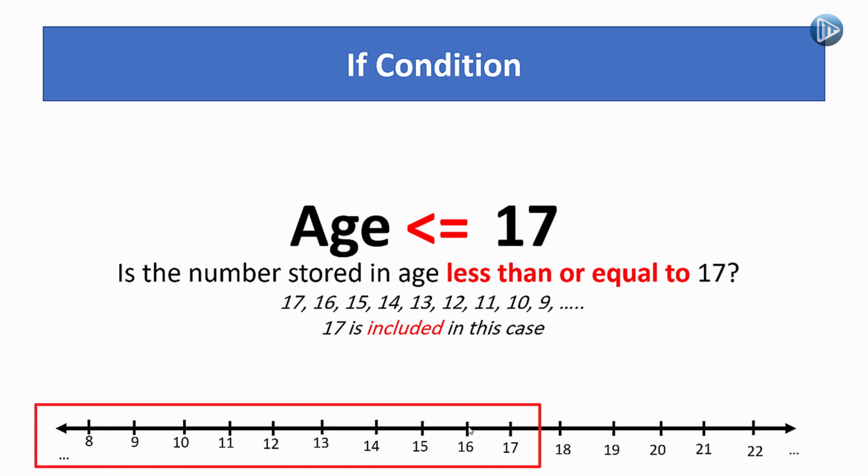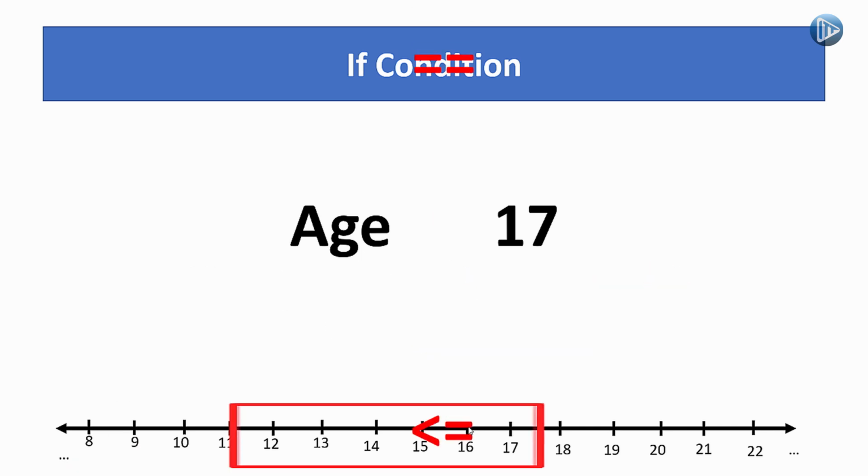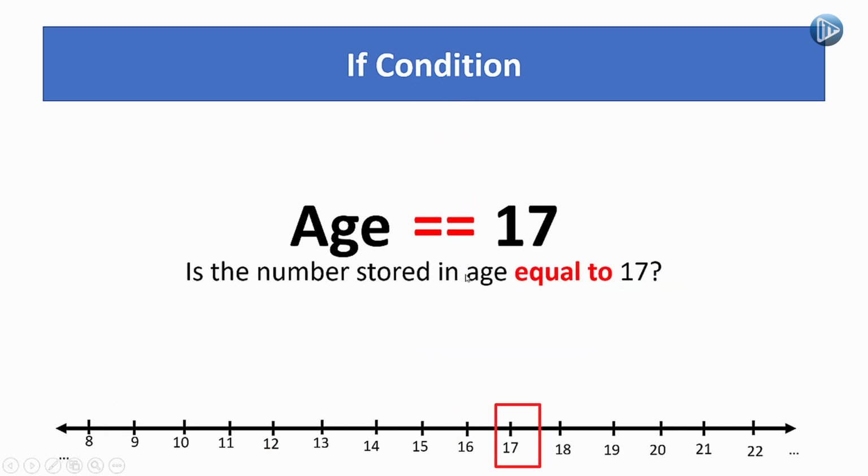Also, we have another relational operator which is called equal or equal. This case is not like checking a range of numbers. We are only checking if the age is storing exactly 17.